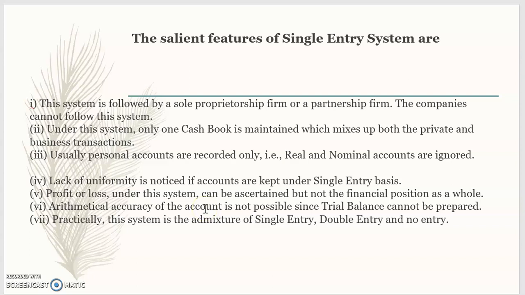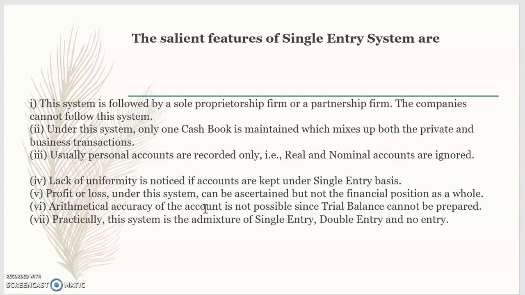Then we discuss some features of single entry system. Single entry system is followed by a sole proprietor or partnership firm; companies cannot follow this system. As we discussed previously, they keep their accounts with limited accounts, so companies cannot follow this system because it has its own limitations. Under this system, only a cash book is maintained and it mixes both private as well as business transactions. All the transactions are recorded in one separate book, that is called the cash book. Whether it is a private or a business transaction, both are recorded under similar headings.